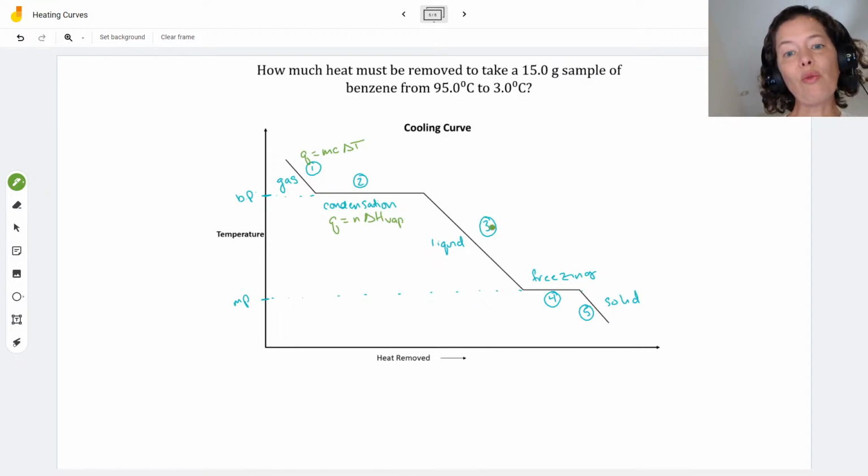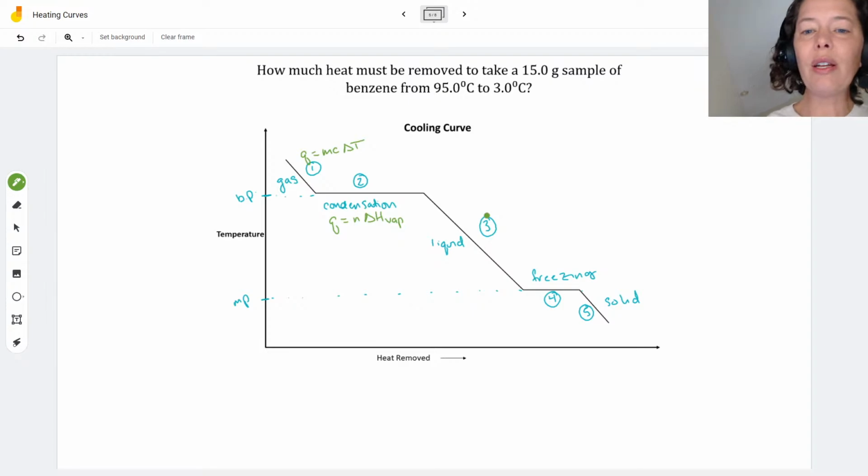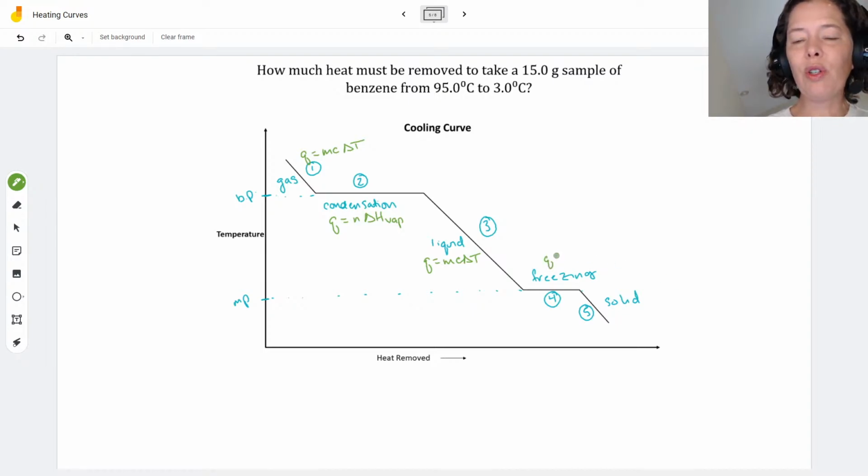For our section 3, we're taking our now liquid and going from the condensation point all the way down to the freezing point. It's a temperature change, so we go back to Q equals MC delta T. And for our section 4, we've now got the liquid down to the freezing point. We need to actually freeze it, so we've got another phase change. So this time we need the enthalpy of fusion. I'll write it up here: Q equals N times the enthalpy of fusion.